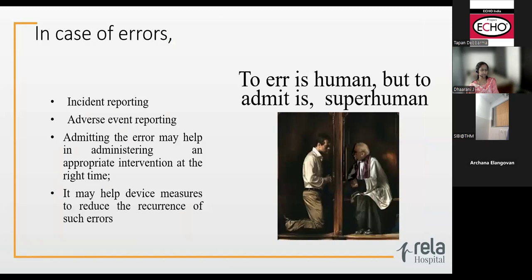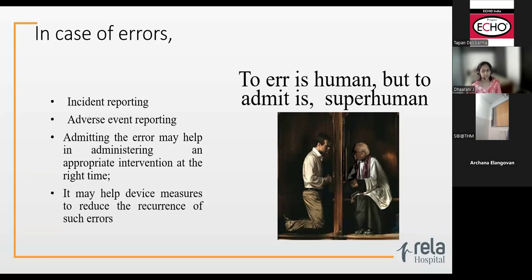In case an error happens, we have to raise incident reporting first, including adverse reactions also. Admitting the error may help in administering appropriate interventions at the right time. It may help devise measures to reduce the recurrence of such errors.